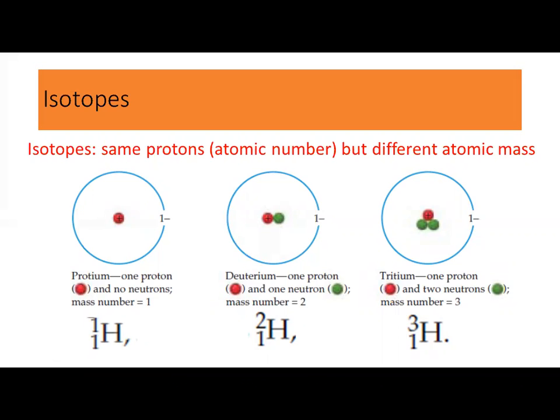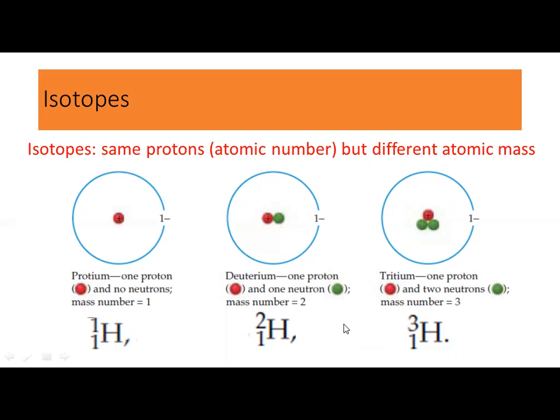And if you want to calculate the number of neutrons for the second one, 2 minus 1 is 1, and for the third one, 3 minus 1 will be 2. So here again, there is the same atomic number, 1, 1, 1, but different mass numbers. First is 1, second is 2, third is 3. So all these are the isotopes of hydrogen.